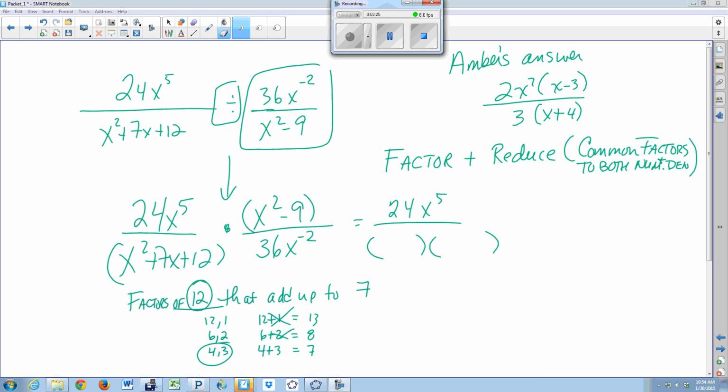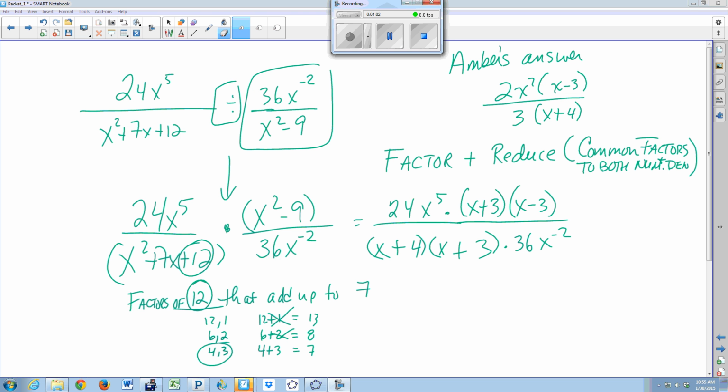Okay. So what about once you find the numbers, then you put them in, and what do you know about the signs here? All positive, right? Because you've got a positive 12, which tells you they can either be both positive or both negative. And since your middle term here is positive, they're both going to be addition signs, okay? So, and then your other numerator is the difference of 2 squares, so you factor that. And then you have your 36, x to the negative 2.